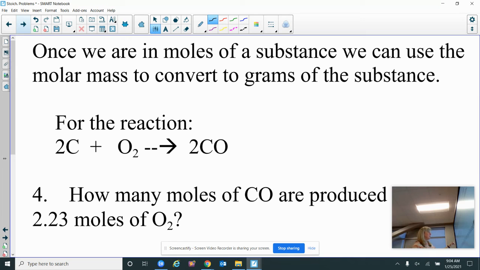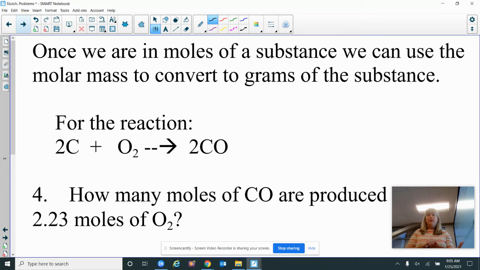2 moles of carbon plus 1 mole of oxygen gives 2 moles of CO. So just like before, we can go from moles of oxygen to moles of carbon monoxide based on our balanced equation. Okay, how many moles of carbon monoxide is what we're solving for. Mole to mole ratio we get right from the balanced equation. We're in moles of oxygen, and it tells us there's 1 mole of oxygen to 2 moles of carbon monoxide. Our mole to mole ratio from the balanced equation.